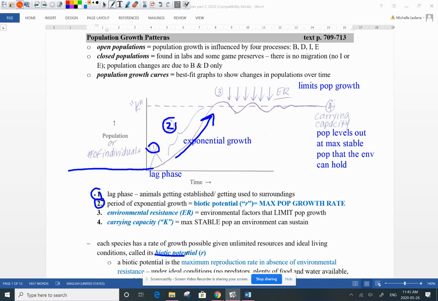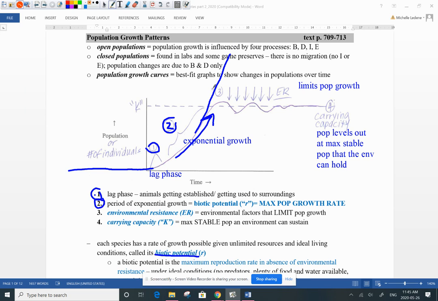Now that's different for every species. This biotic potential is based on intrinsic factors that are built into a population. How many babies can they have at one time? How many litters of babies every year? And how often are they reproducing once they reach maturity? So if there's nothing limiting this population growth and they can reproduce as much as they want, we're getting this exponential growth. Now, you would think this would keep on going forever, but it doesn't.